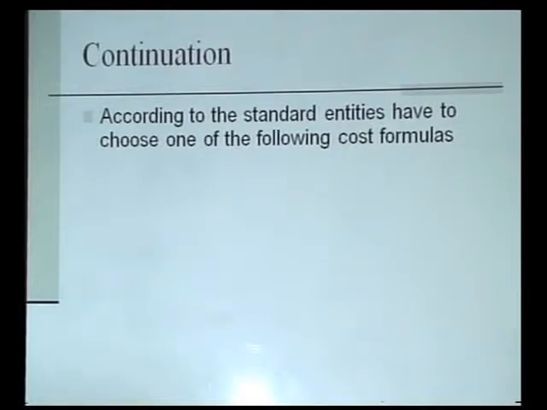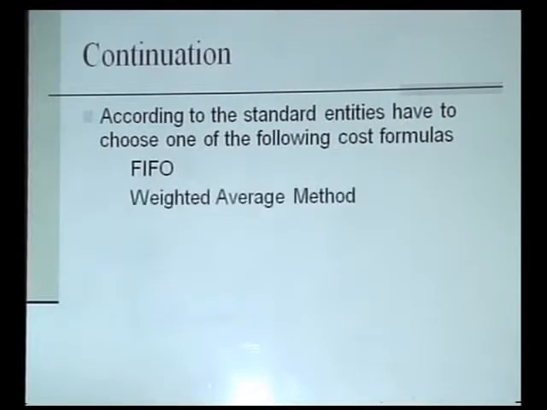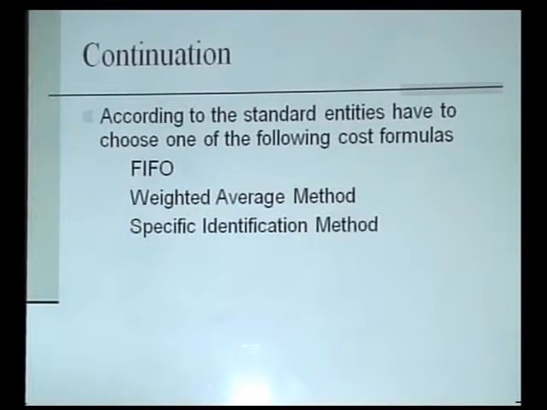but the International Accounting Standard recommends 3 cost formulas. One is first in first out, the other one is the weighted average method, and the third one is the specific identification method. So these are the recommended methods, but in textbooks you will find a number of methods. That is for academic purposes, and these 3 are for practical purposes.